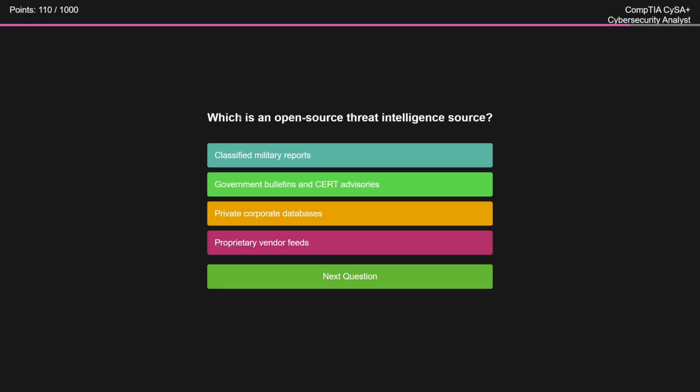Which is an open source threat intelligence source? Classified military reports, government bulletins and CERT advisories, private corporate databases, proprietary vendor feeds. Proprietary means you have to pay for it, so that's obviously not right. Open source stuff is usually free. Private corporate databases also isn't free because it's private. So the right answer would be government bulletins and CERT advisories.